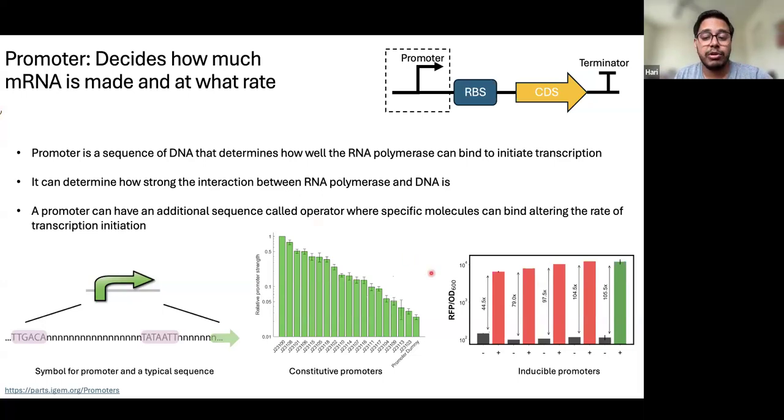Using that property, we have inducible promoters that usually work by binding to the repressor and taking away the repressor's ability to bind to that site and inhibit transcription. And there are other mechanisms as well that can be used to create an inducible promoter. So when a promoter is induced, that means we have provided certain input signals for the promoter to be activated or not activated, and then further drive the gene expression.